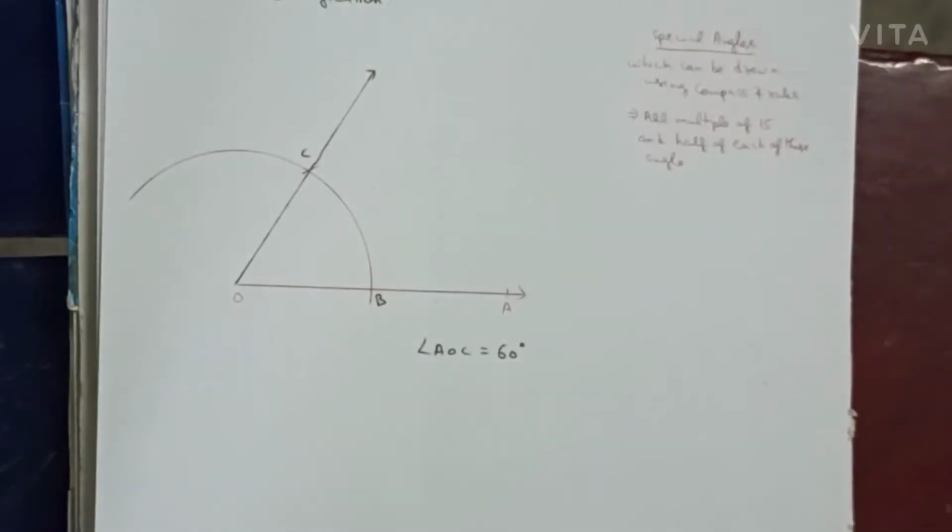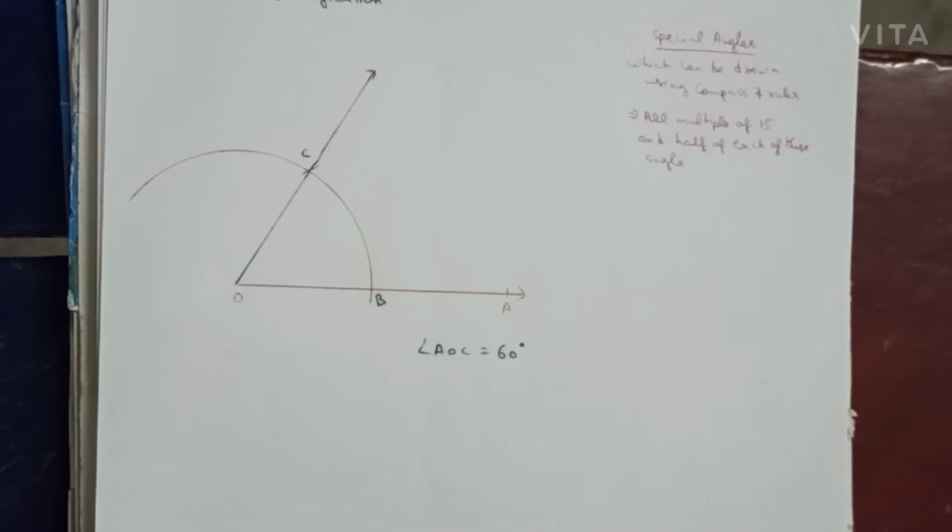Now if you are asked to draw an angle equal to 60 degrees, then up to this point you have to draw. And if you are also asked to write the steps of construction, only then you have to write these steps. Otherwise, you don't need to write the steps of construction.